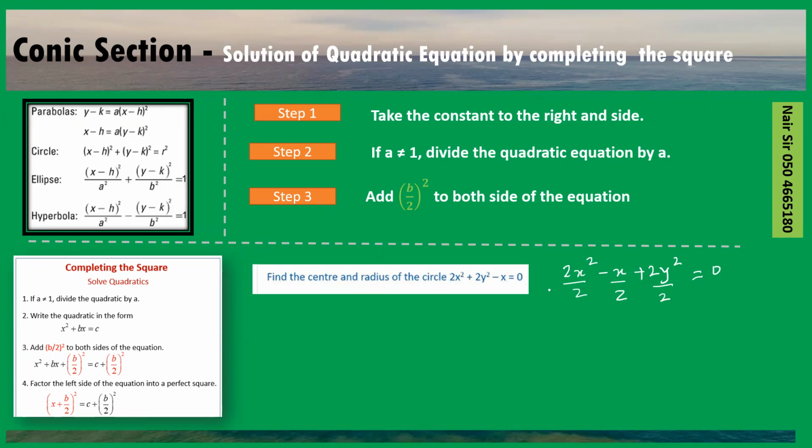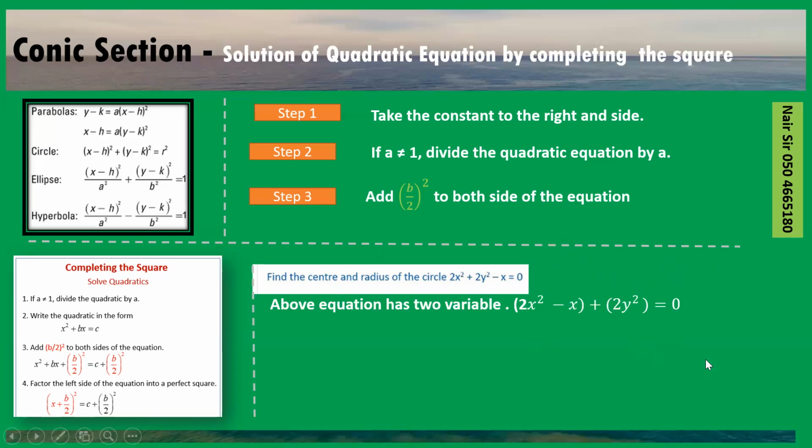What comes across with me when I do this? I get this. This will remain as it is and this 2 will go. My final equation is what? X square minus x upon 2 plus y square is equal to 0. Now let me take this equation and I'm going to solve this equation. Let's see. So first come first. I've done this. I'm solving this equation.